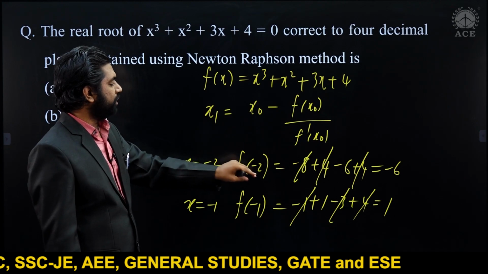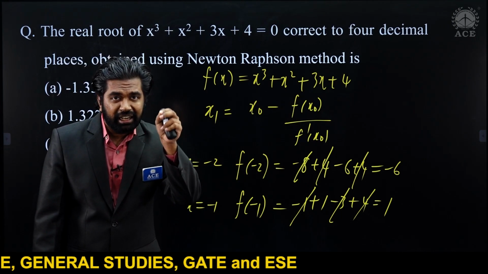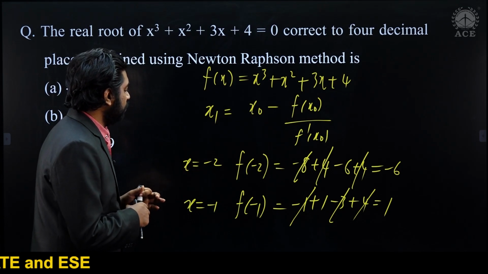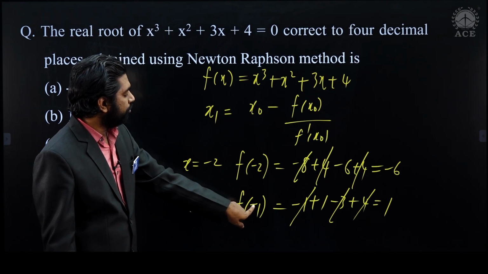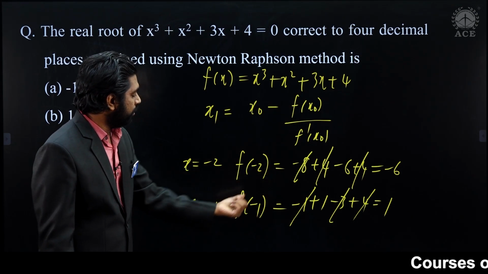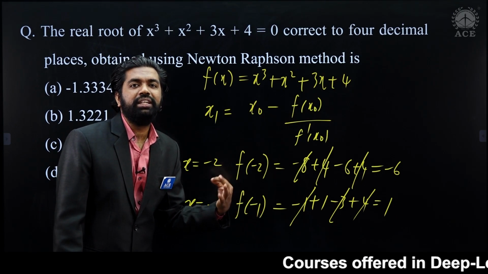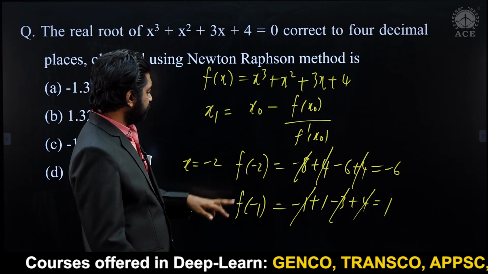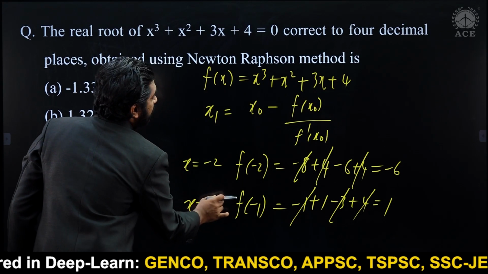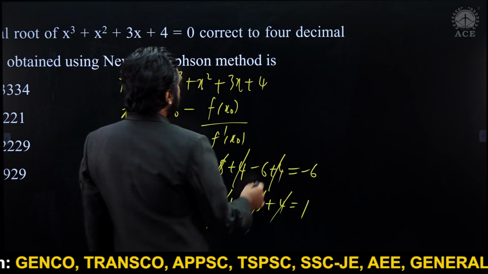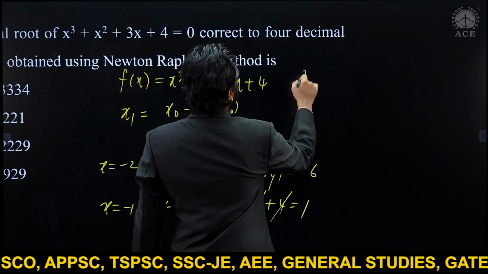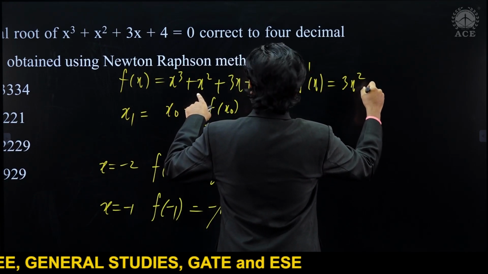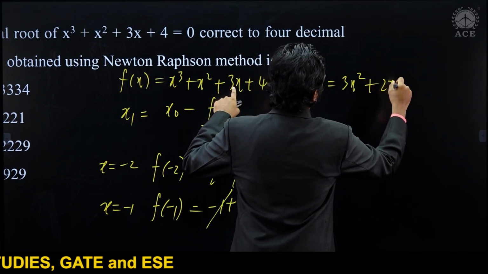Whenever they are of opposite sign, clearly there would be a root in the interval from minus 2 to minus 1. Now f of minus 1 is 1, so I would like to take this minus 1 as my initial guess. What happens if I take minus 1 as the initial guess? I also need f dash of x. What is f dash of x? It is 3x square plus 2x plus 3.